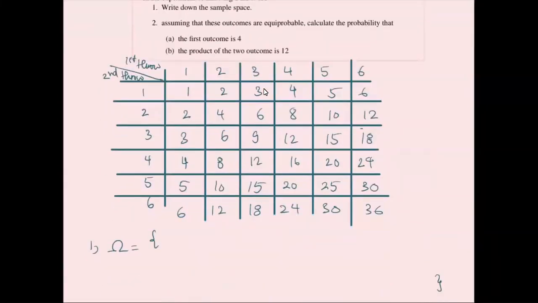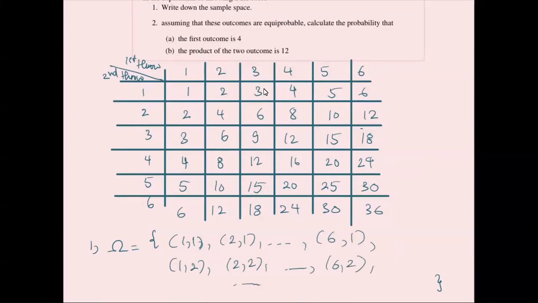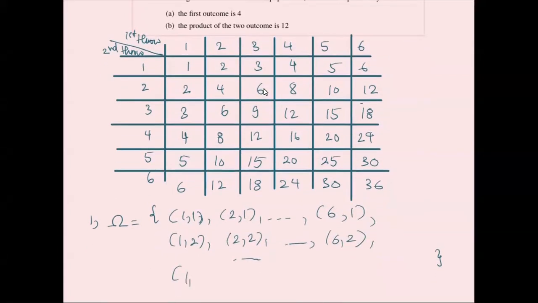We have the first combination of outcome here, that is 1 and 1. And then the second combination is 2 and 1. And then 3 and 1. And then we have 4 and 1, something like that, up to 6 and 1. And then we do the same thing. We have 1 and 2, 2 and 2, 6 and 2, and then 1 and 6, up until 6 and 6.